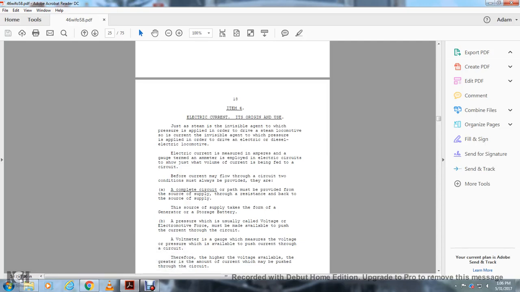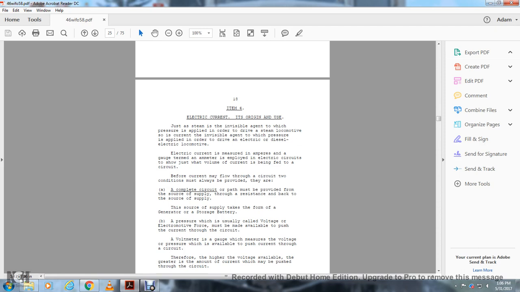Alright, item 4. Electric current and its origin and use. Just as steam is an invisible agent with which pressure is applied in order to drive the steam locomotive, so current is an invisible agent with pressure applied in order to drive the electric and diesel electric locomotives. Electric current is measured in amperes, and an ammeter is employed with electrical circuits to show the volume of the current that is being fed to the circuit.